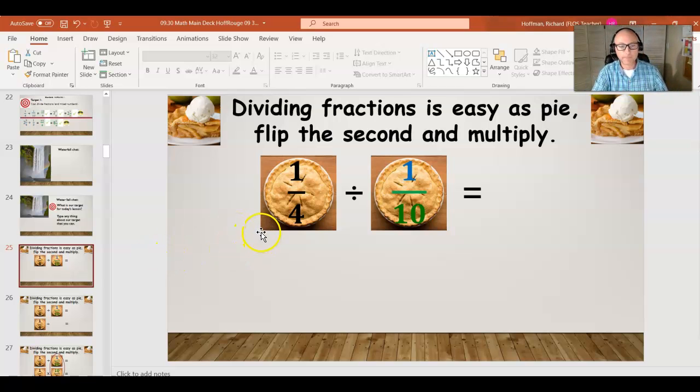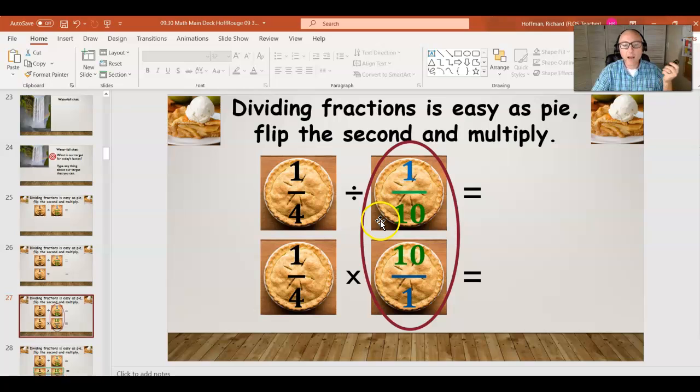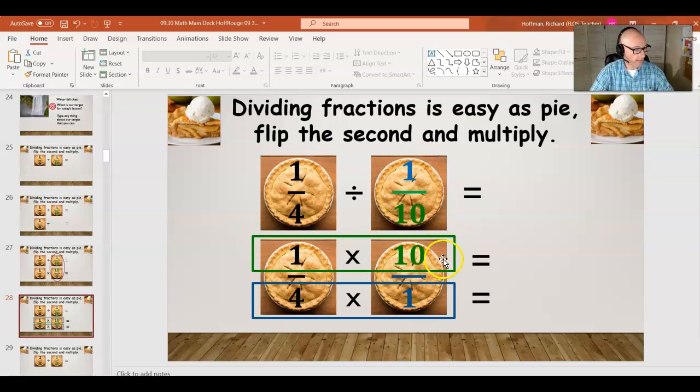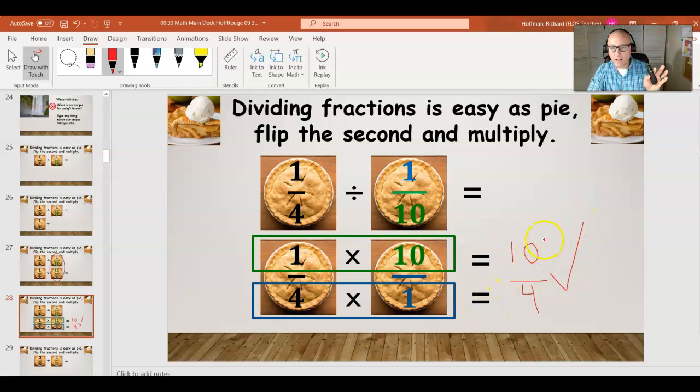So let's do this. 1/4 divide. We're not flipping the first, we're flipping the second one. Flip it. Now we're going to multiply. What's that going to look like? That's going to look like 1 times 10, which is 10. 4 times 1 is 4. This is the only level we're going to take it to right now. This is a valid answer. This is the correct answer. It's one of the correct answers. You can have more than one way to represent the same value, but this is the way to represent this value at this time. We're going to stick with this one.